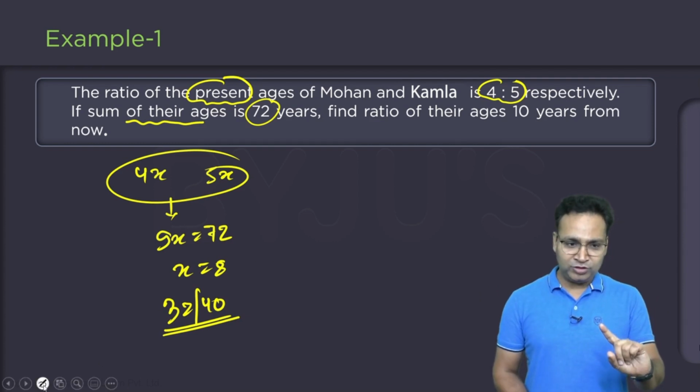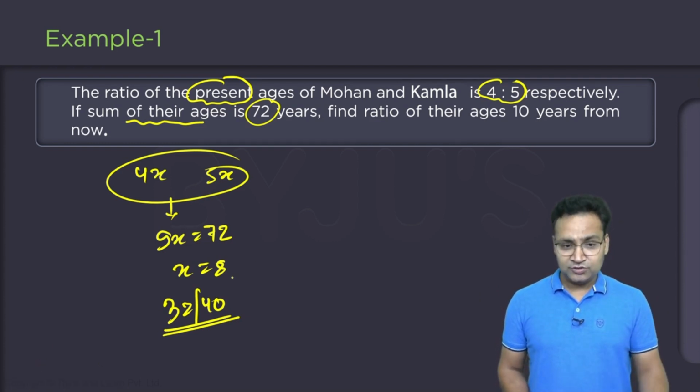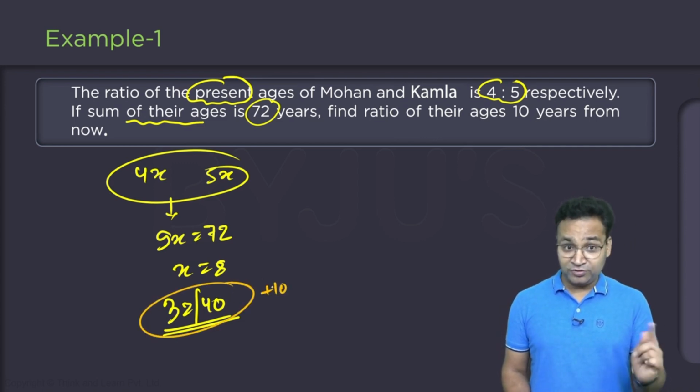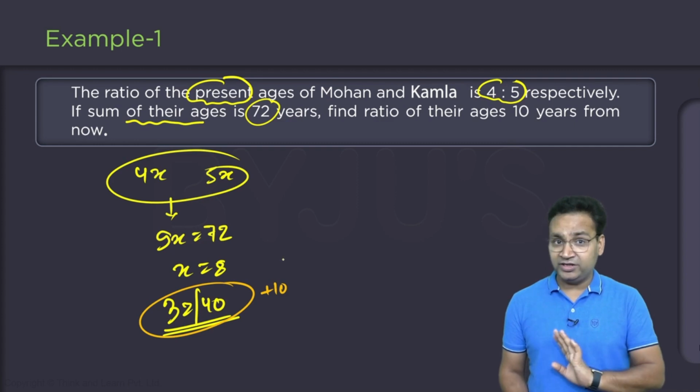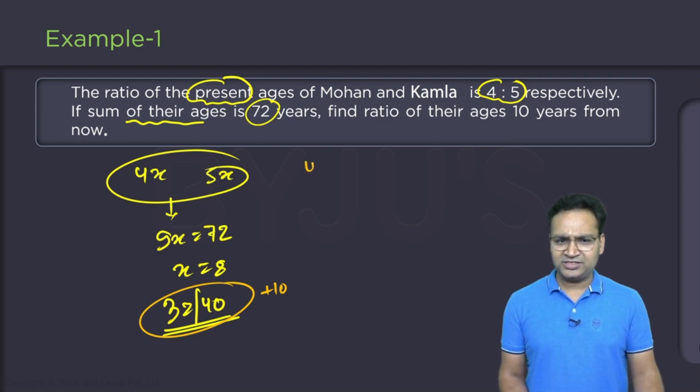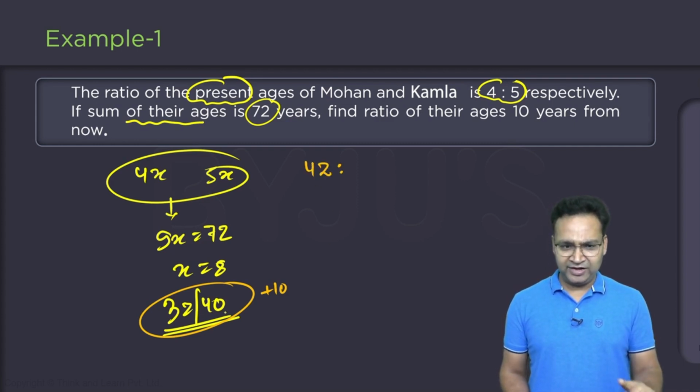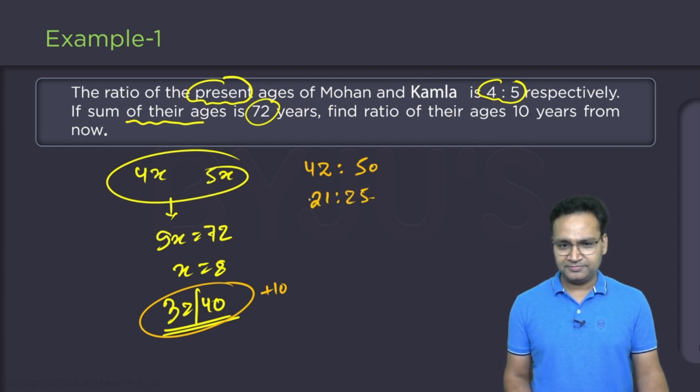We have to look for the ratio after 10 years. So basically plus 10. The age of each person, Mohan and Kamla, will increase by 10. So 32 plus 10, 42. And 40 plus 10, 50. What is the ratio, guys? I can cancel it by 2. 21:25. Just check whether this is clear.